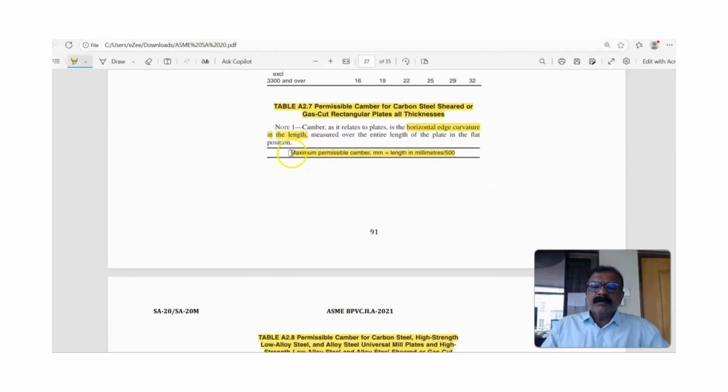How much camber is allowed? Here it is written: camber as it relates to the plate is the horizontal edge curvature in the length. So the maximum permissible camber allowed is equal to length in millimeters divided by 500. For example, say the length of the plate is 6 meter, that is 6000 millimeter divided by 500, which is equal to 12 millimeter. So 12 millimeter camber is allowed.